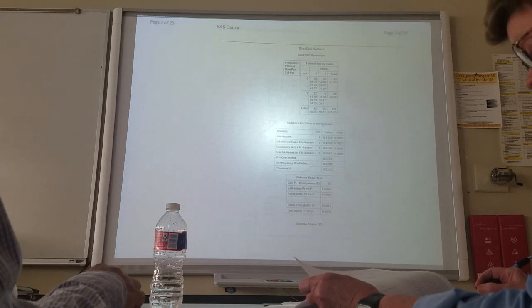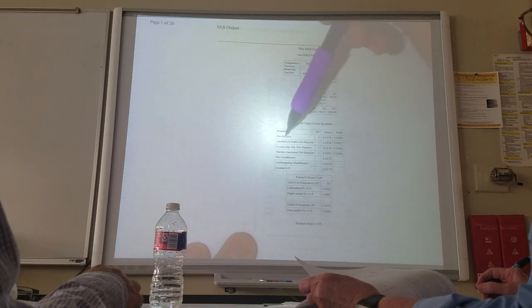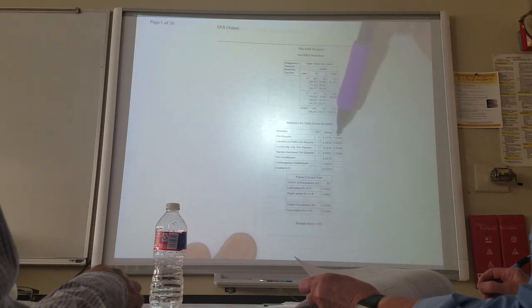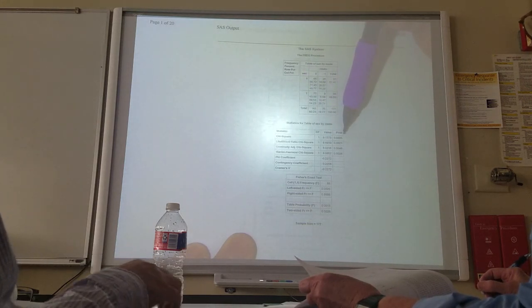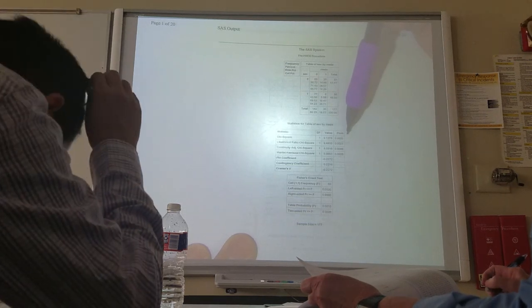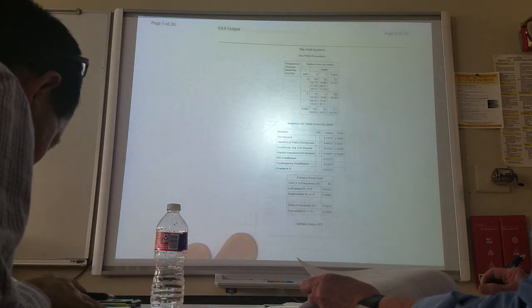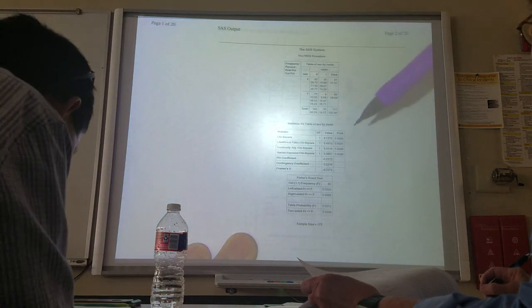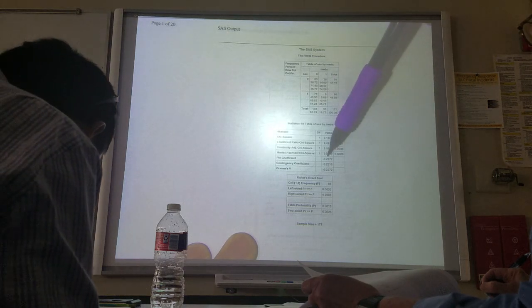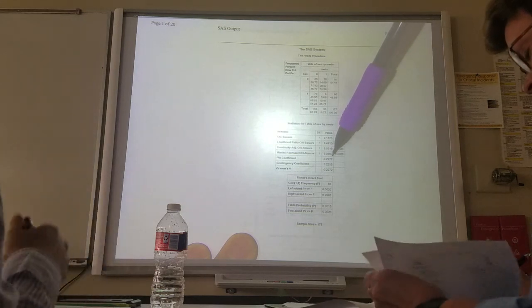Go ahead. And then we would look at the chi-squared section, and it had a probability of 0.0025. And where's my coefficient? And the coefficient is negative 0.2272. Yes.